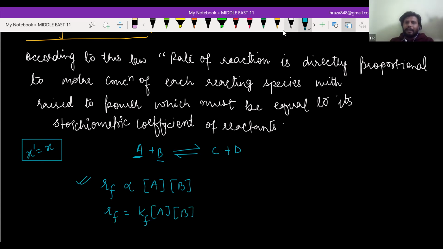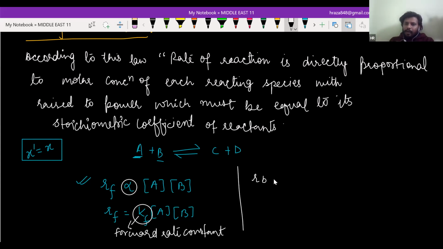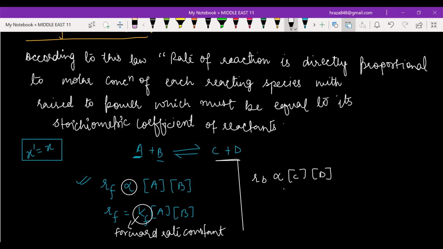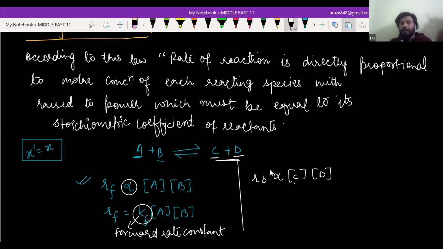For removing this proportionality sign, we have a constant. This is the forward rate constant. Now going for backward. Rate of backward is directly proportional to C and D. When we are talking about rate of backward, that means C and D combine to give A plus B. In the same way, rate of backward will be directly proportional to the concentration of C into concentration of D, and the stoichiometric coefficient is 1, so I don't need to write it. For removing the proportionality sign, I am writing KB into C into D.